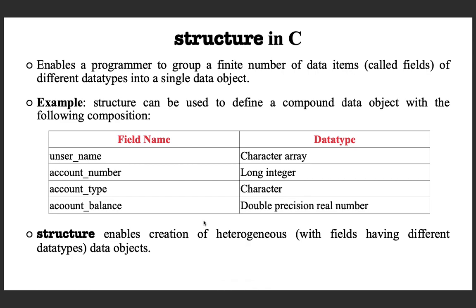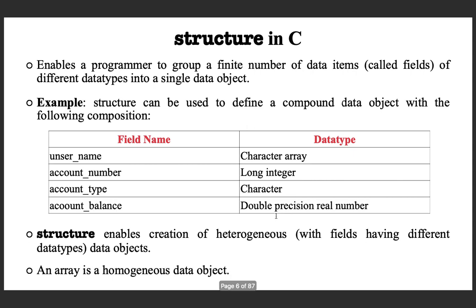So we need structure in a C program, which enables creation of heterogeneous data objects. Heterogeneous means this kind of data object, which is a single data entity composed of fields or members having different data types. Here 4 members are there. One is a character array, another one is an integer, then a character and a real number.